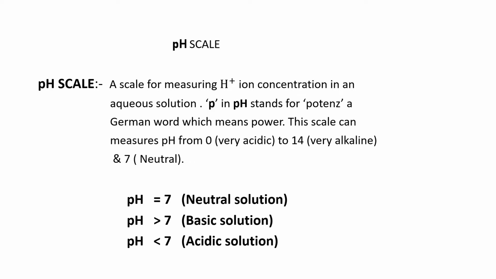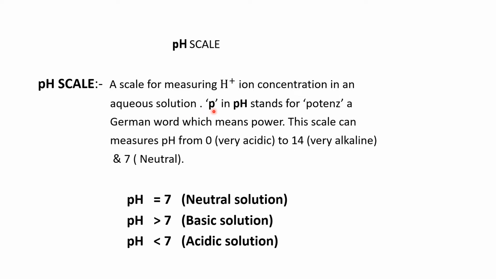pH is a value which can represent the strength of an acid or a base. This pH is represented in a scale that is known as the pH scale. Okay, so let us see what a pH scale is. A scale for measuring H plus ion or hydrogen ion concentration in an aqueous solution is known as pH. So it basically measures the amount of hydrogen ion produced by an aqueous solution.